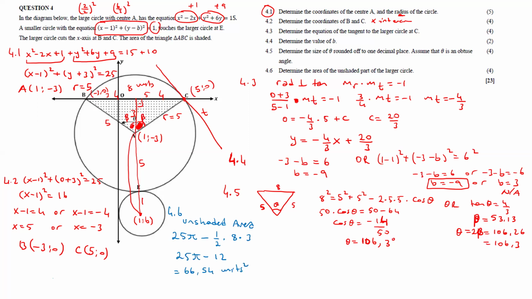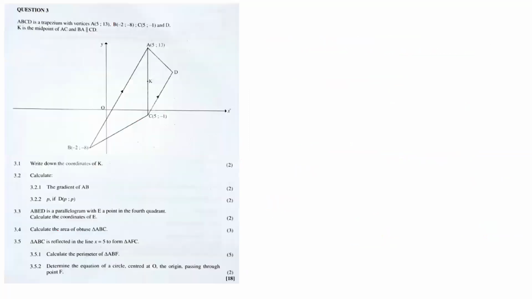Right, let's have a look at another question. ABCD is a trapezium with vertices A, B, C, and D. K is the midpoint of AC and BA is parallel to CD. Write down the coordinates of K. So that's going to be an easy 2 marks.